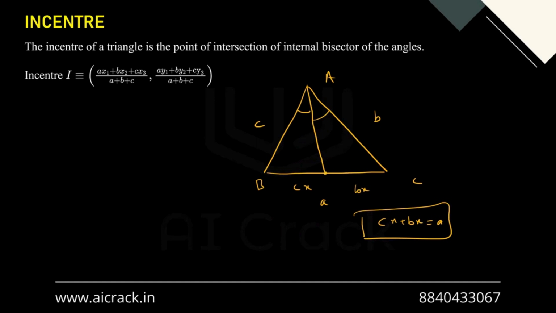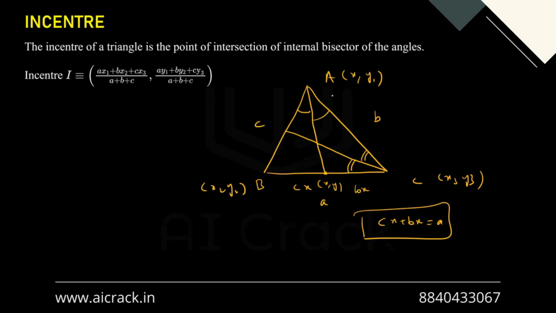Now, with the help of the section formula, you can find the coordinates of this point. Let's say these are the coordinates x and y. Let's say this is x1, y1, this is x2, y2, and this is x3, y3. With the help of the section formula, you can find the coordinates of x and y, right? Now again, let me draw one more angle bisector of this particular angle C.